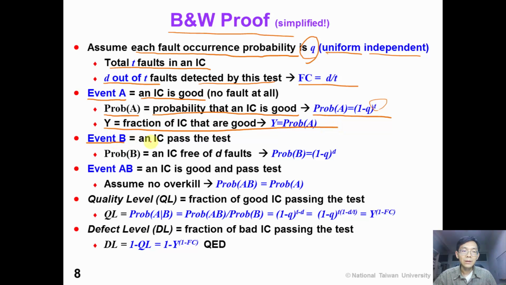Let event B represent the event where an IC passed the test. So the probability of B means that an IC is free of D faults. So probability of B is equal to (1 - Q)^D. So event AB means that an IC is good and it passed the test. Assume that there is no overkill in our test, so probability AB is equal to probability of A.